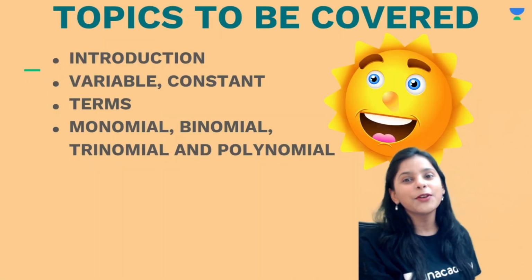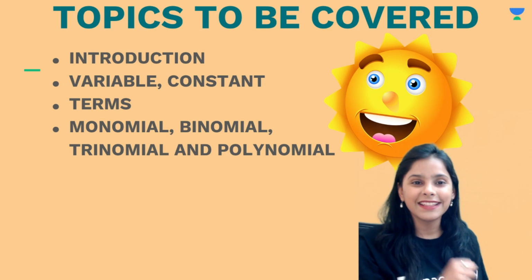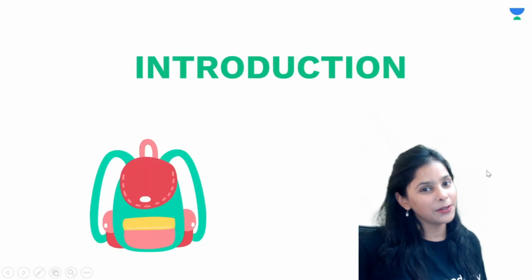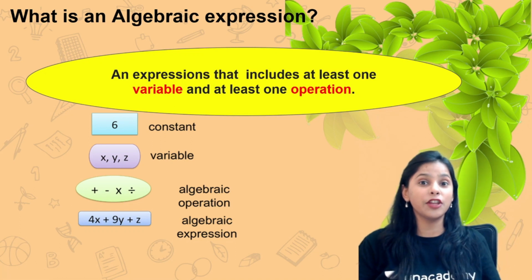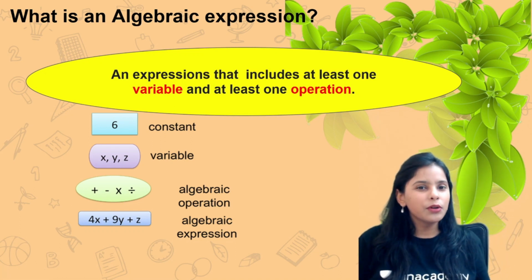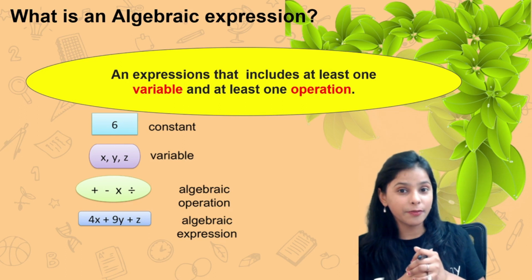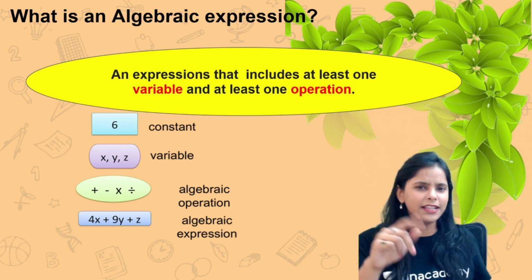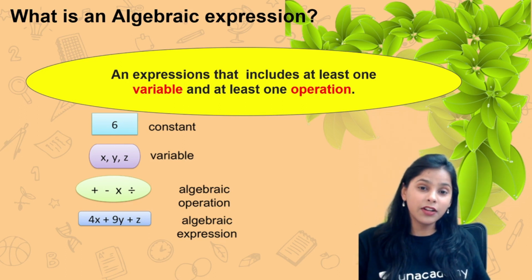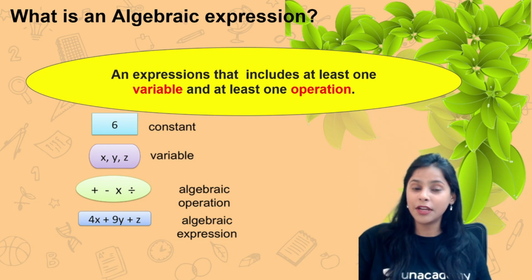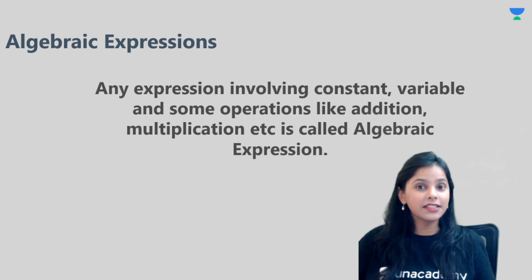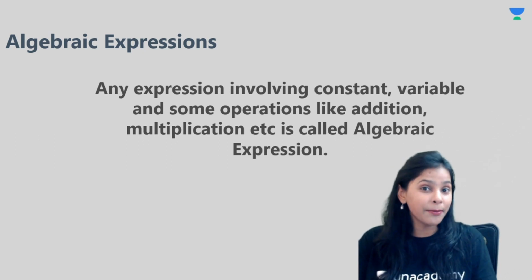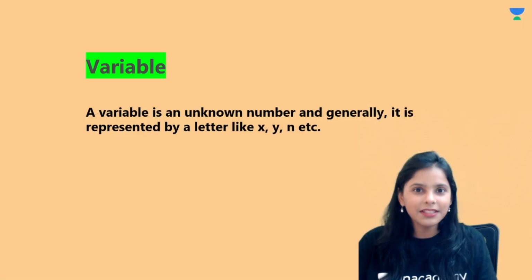So here are the topics which are going to be covered in this session. Starting with the introduction, algebraic expression with the term algebraic. You all know that an algebraic expression is the expression in which you are going to have at least one variable and one constant and at least one operation happening there. So you all know the definition. Now let us get into this definition, into depth of it, so that every concept is clear for you.